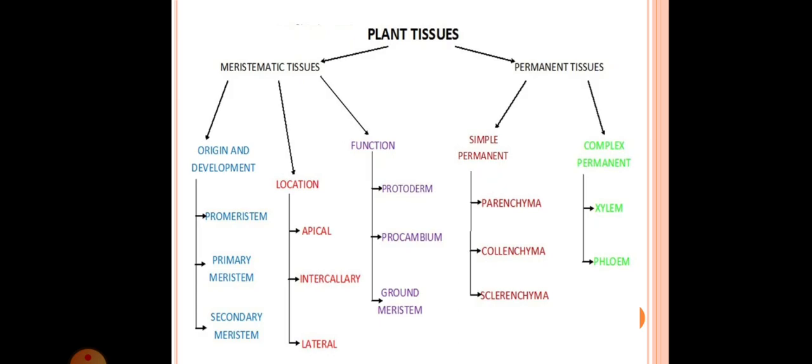And according to the location, the meristematic tissues are divided into three types, that is apical meristem, intercalary meristem, and lateral meristem. And according to their function, the meristematic tissues are divided into three types, that is the protoderm, procambium, and ground tissues. So this is the meristematic classification.